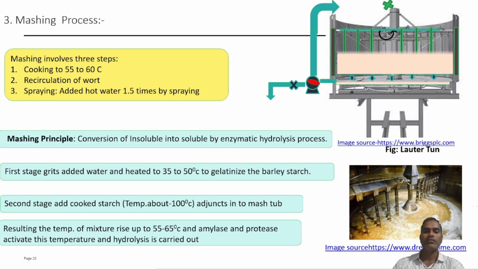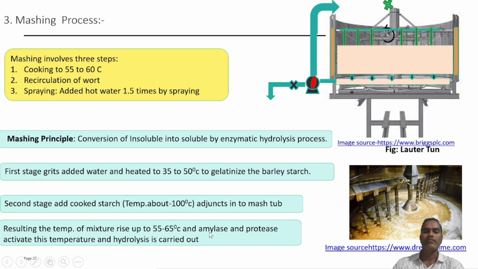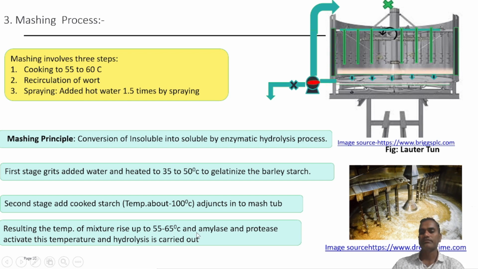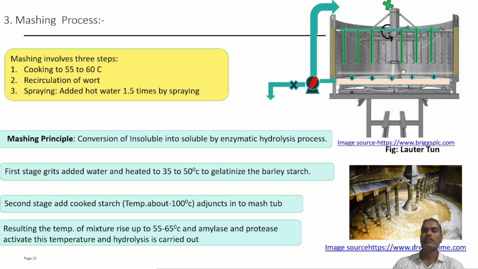Then finally, the temperature of that mixture is raised to 55 to 65 degrees Celsius, which is sufficient for the activation of enzymes in the mashing process, like the amylase and protease enzymes, and hydrolysis is carried out. Some industrial microbial enzymes are directly added in order to maximize the extraction of the soluble components, to get a more fermentable final product.